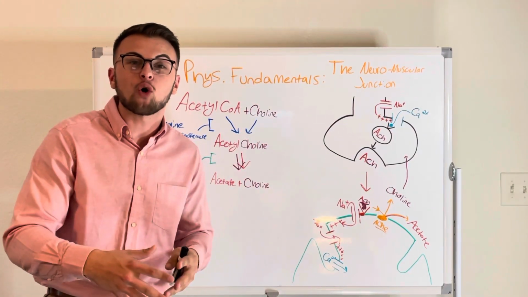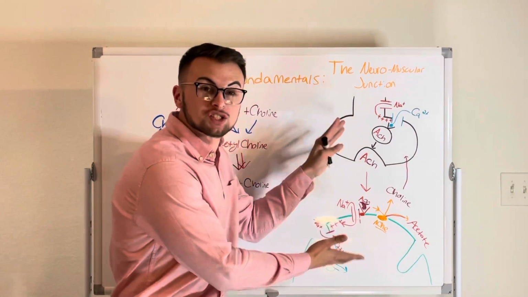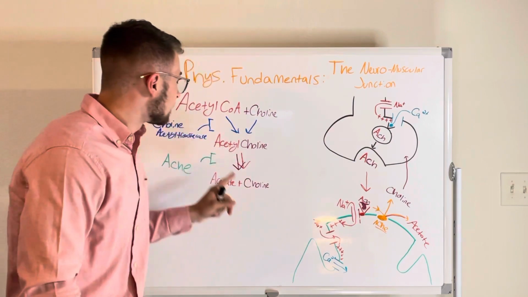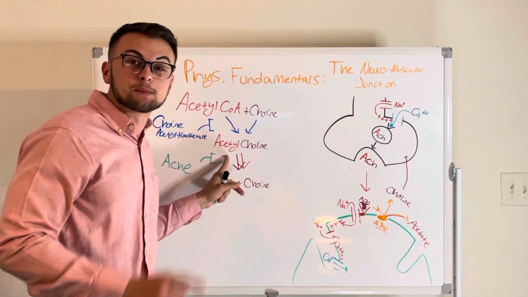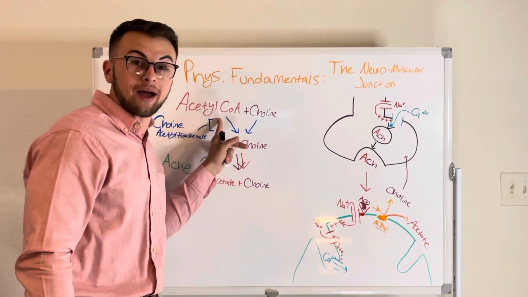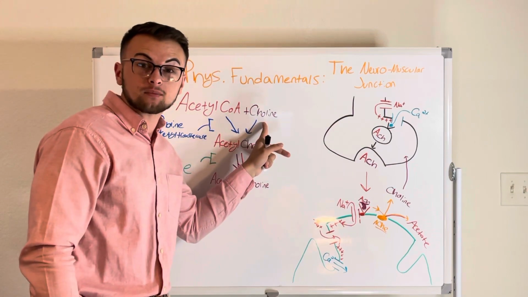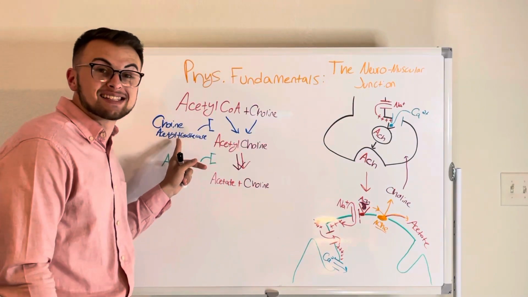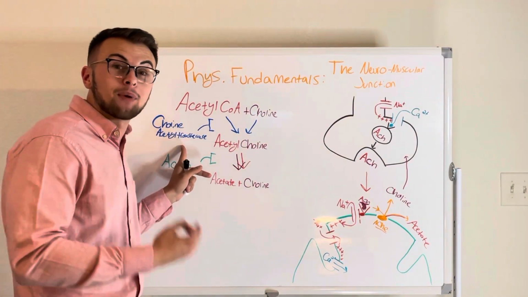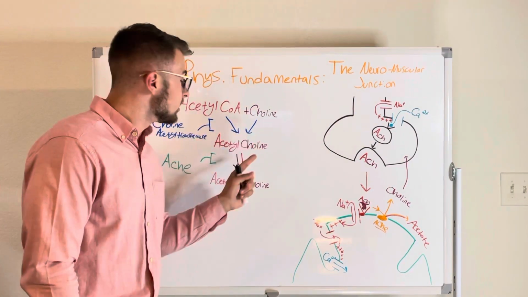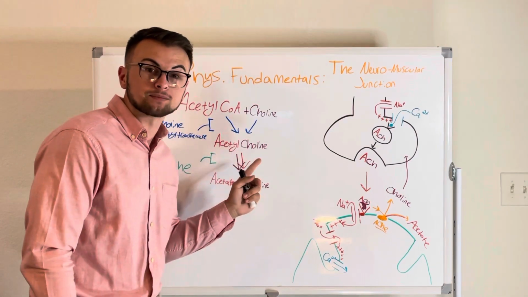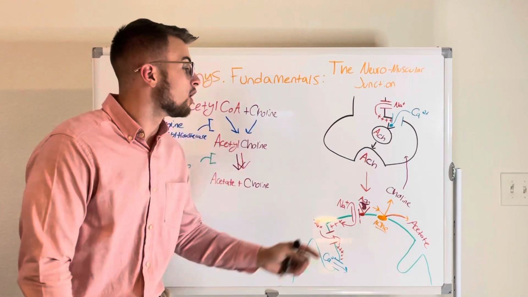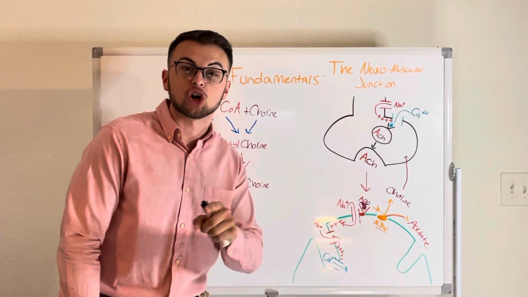Today we are going to go over the neuromuscular junction. First, we must know that acetylcholine is made out of acetyl-CoA and choline. An enzyme conveniently called choline acetyltransferase combines these two ingredients to make acetylcholine. Now we are prepared to learn about the neuromuscular junction.